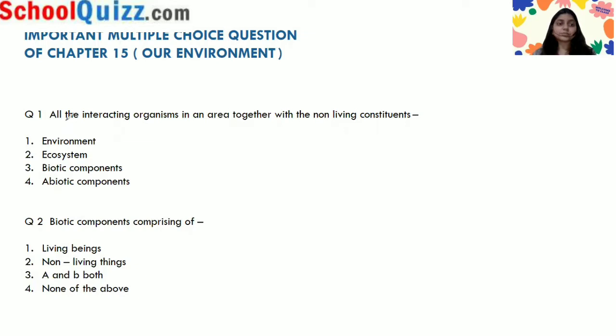So you have question number 1. All the interacting organisms in an area together with the non-living constituents is called: option 1, environment; option 2, ecosystem; biotic components; and abiotic components. The correct answer is ecosystem.